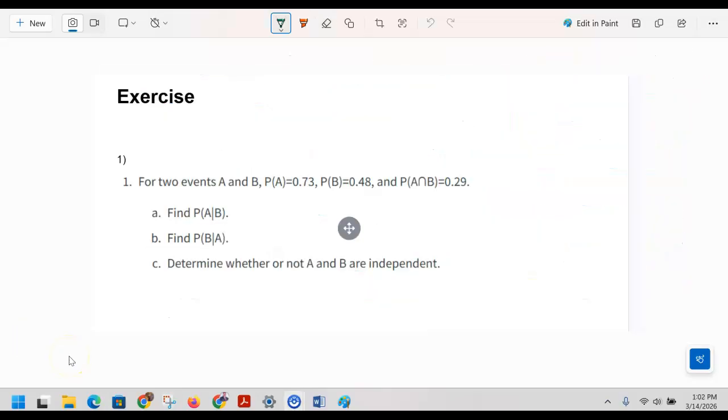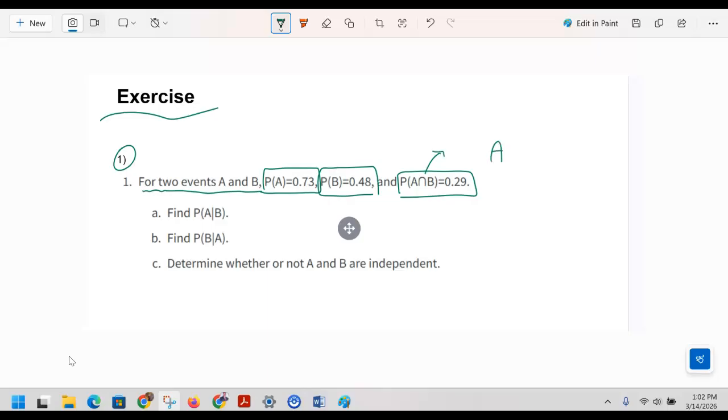Okay, let's begin with exercise. First question. For two events A and B, the probability of A is given, the probability of B is given, and the probability of A and B. The moment you see this, A and B has some number. It's not zero. That means this is not empty. There is something there.